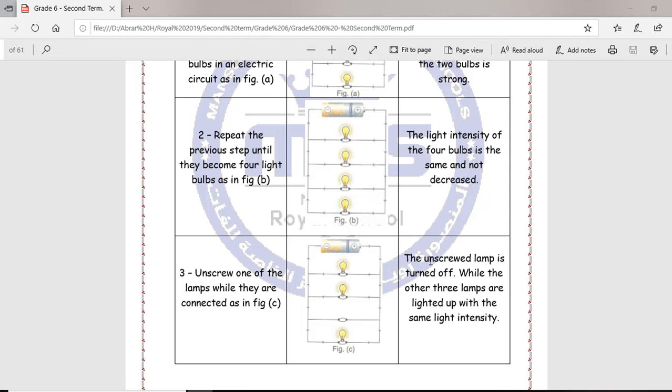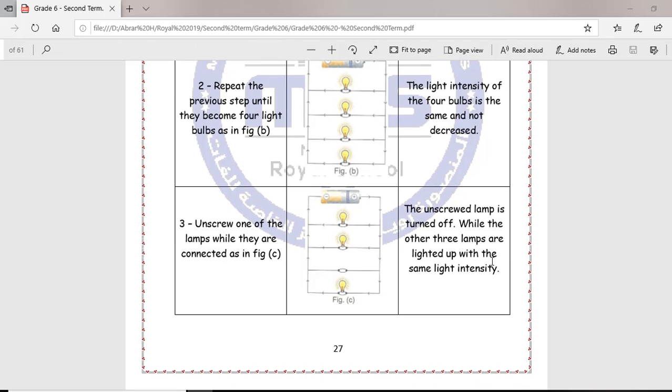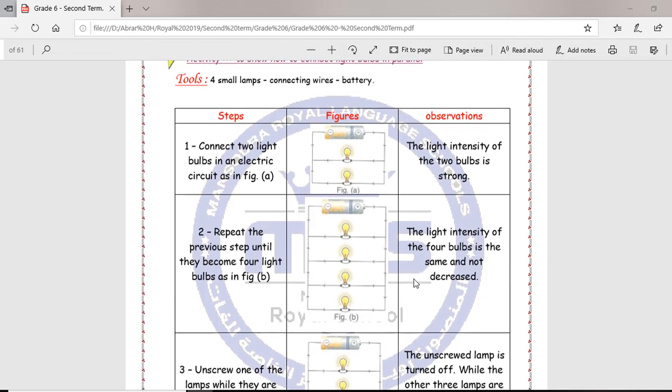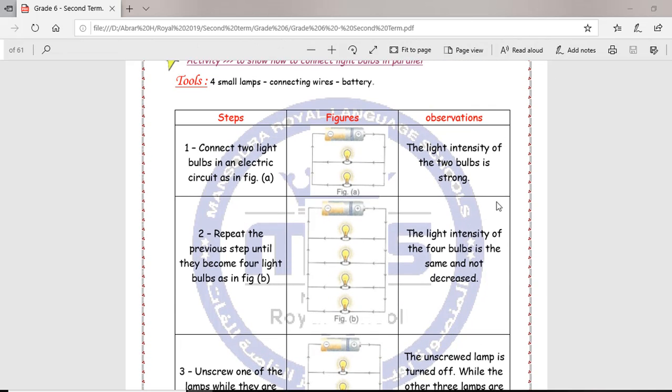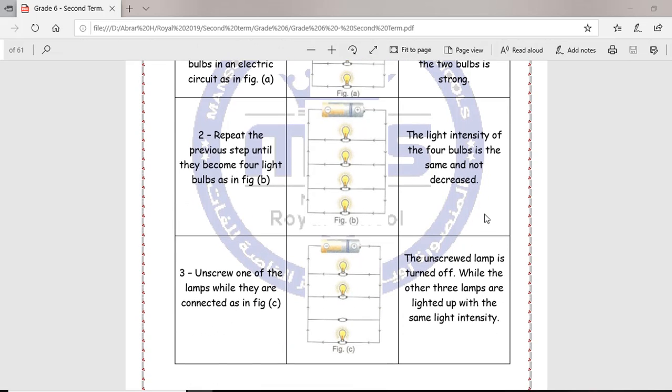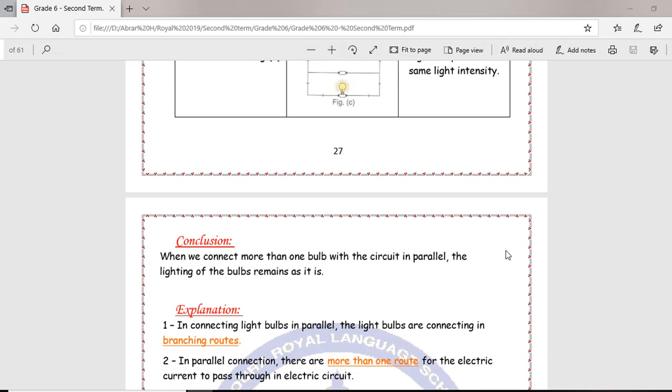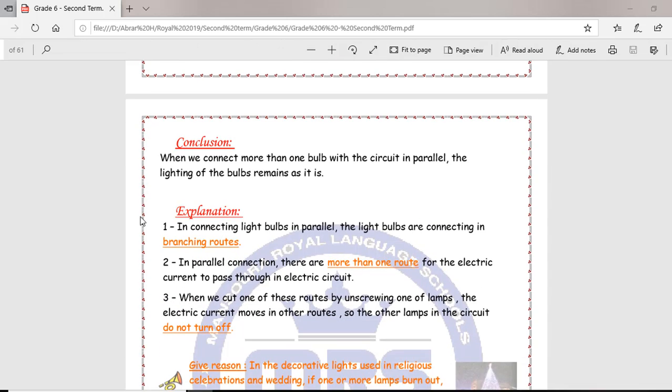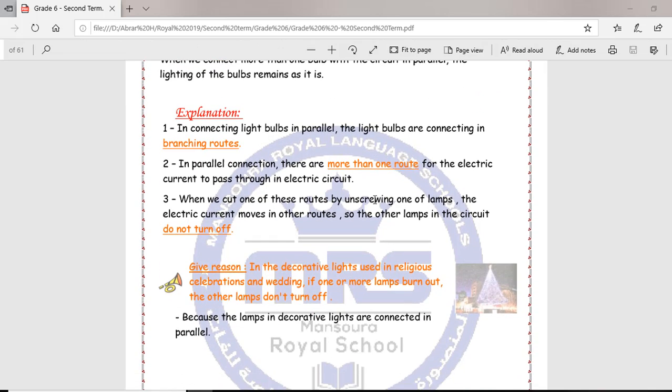So the observation here is that the unscrewed lamp is turned off, while the other three lamps are lighted up with the same light intensity. So in the parallel connection, by increasing the number of the lamps, the light intensity doesn't change, and by unscrewing one lamp, the other lamps will not turn off. The conclusion: when we connect more than one bulb in the circuit in parallel, the lighting of the bulbs remains as it is. Their intensity doesn't change.